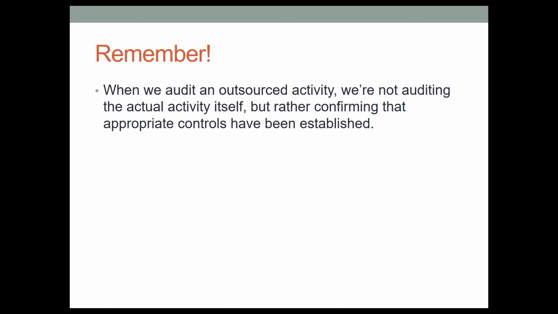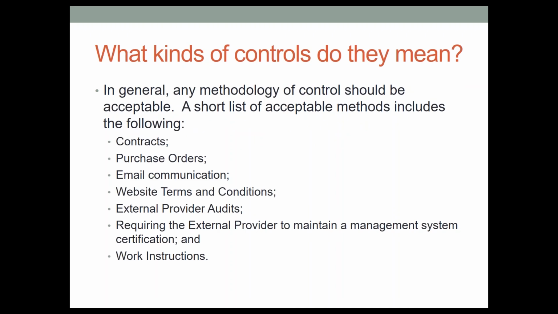So what do we mean by controls for outsourced activities? Well, there's a number of ways that you can control an outsourced activity. Now, here's a short list of what might be part of that process. You might have contracts established with your subcontractors. You may have issued purchase orders. You may have email communication. You may have a set of terms and conditions outlined on your website.